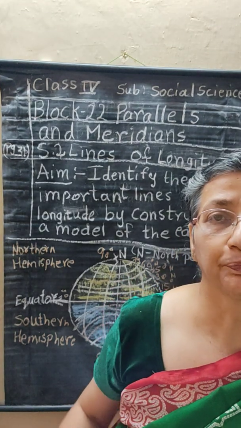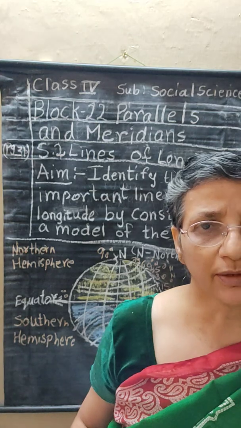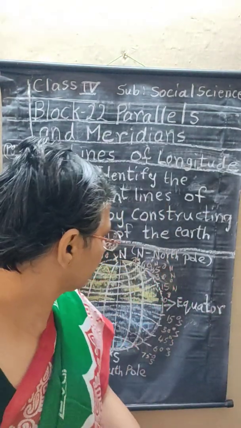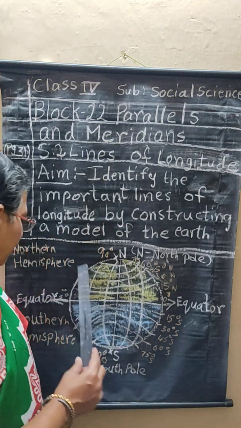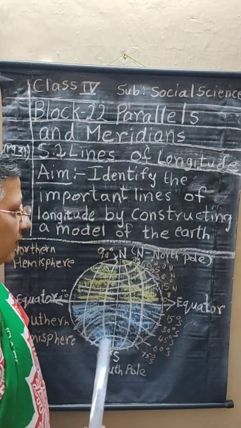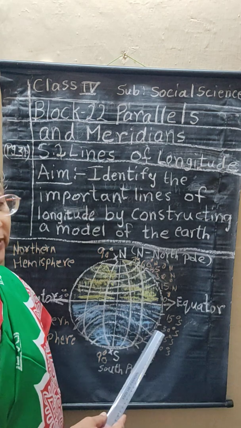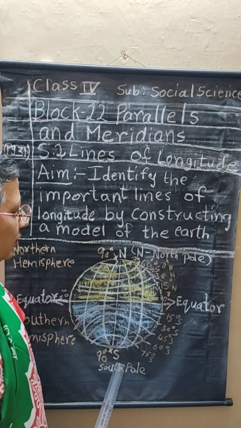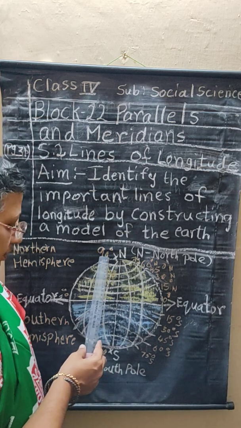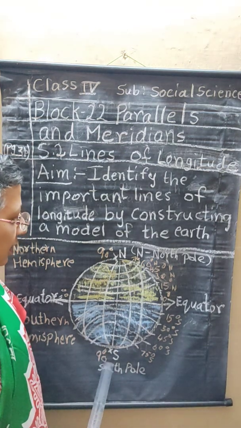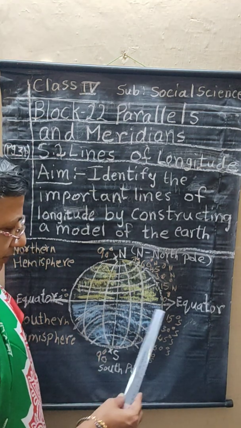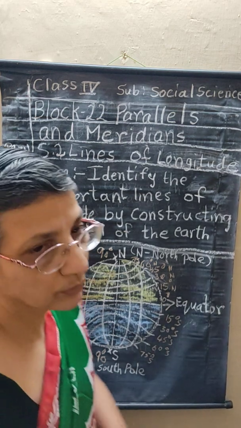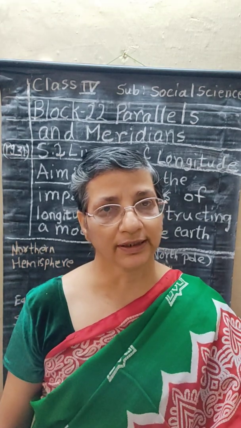Now, children, we have learnt about latitude, how it has been divided. That is the northern hemisphere and southern hemisphere. All this I have explained to you, children. This is the northern and southern hemisphere, 90 degrees here and 90 degrees here. It has been divided into half. That is the equator.